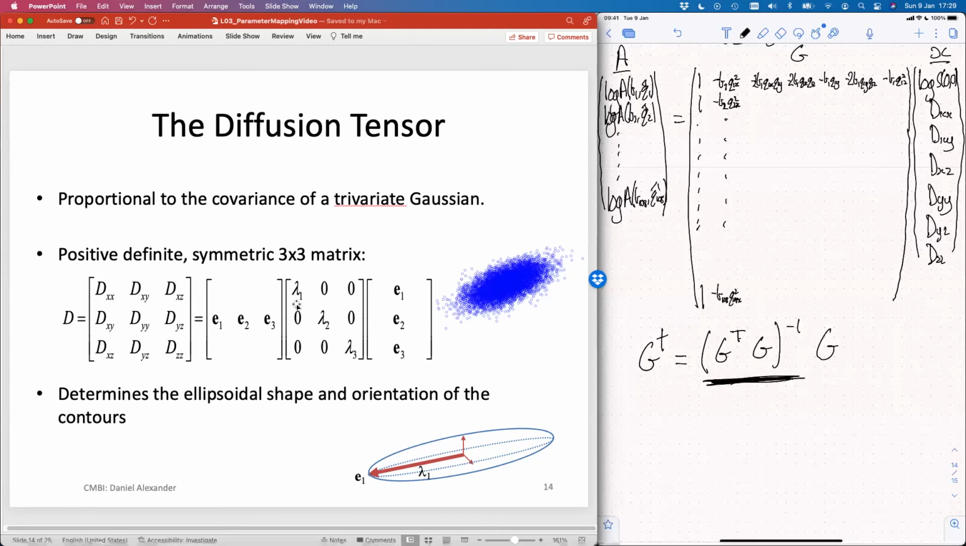And lambda 1, the primary eigenvalue, is the diffusivity in the direction of the major axis of the ellipsoid, the first eigenvector E1. And of course, in regions where we think there's fibrous tissue, E1 is the direction of greatest diffusion, and that gives us an estimate of the fiber direction.